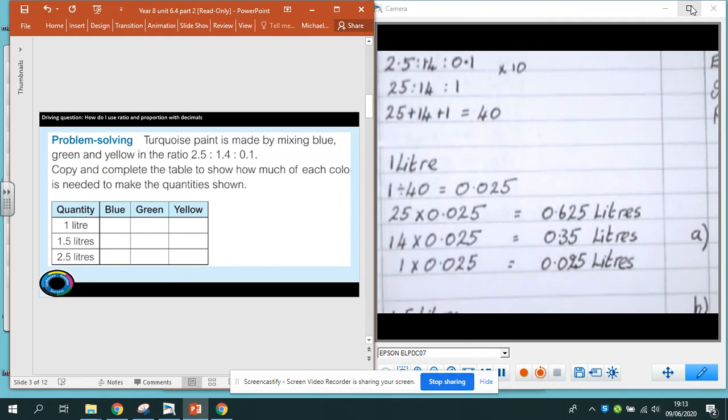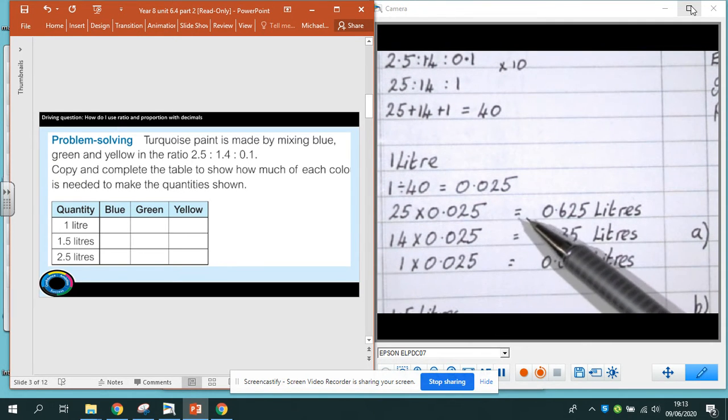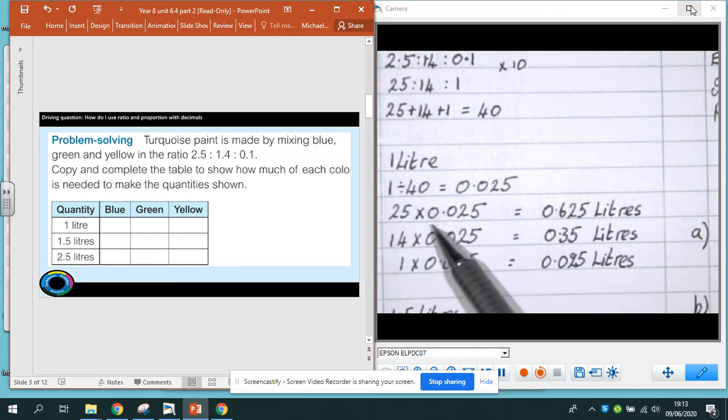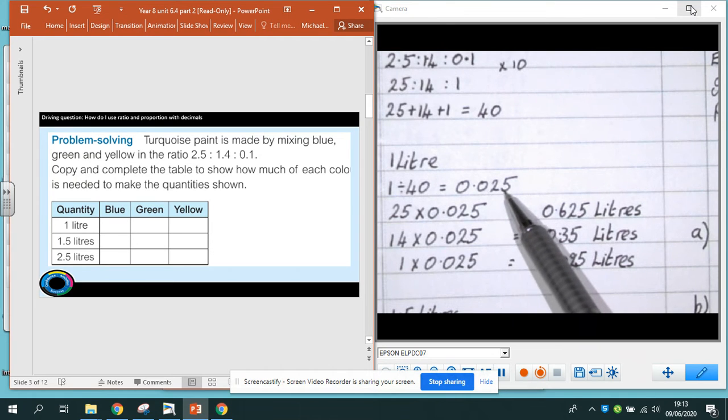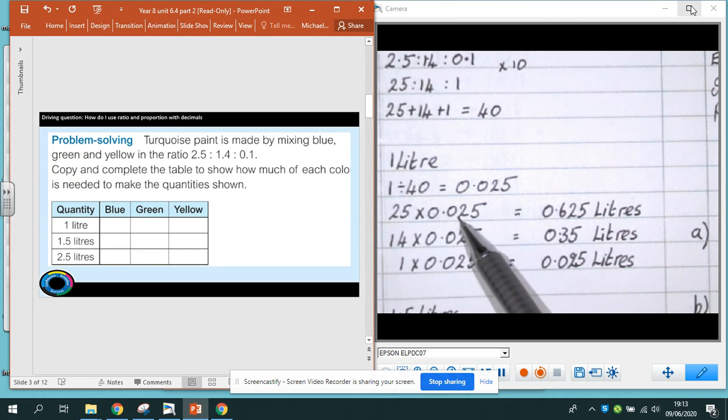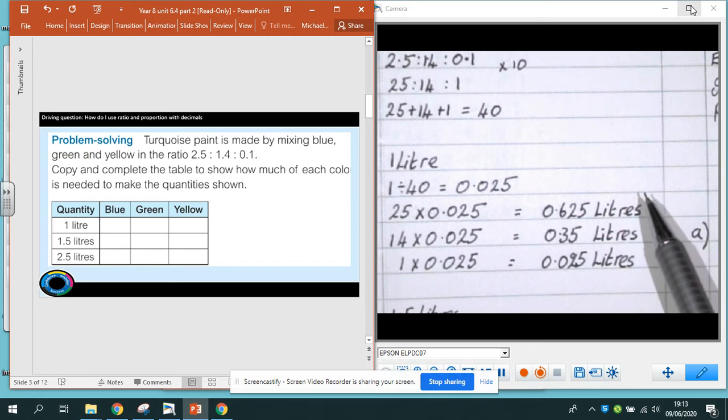So when I did the 1 litre, obviously I did 1 divided by 40. If you divide 1 by 40, you get 0.025. 25 times 0.025 is 0.625. So 0.625 litres of blue paint. 14 times 0.025 is 0.35. 0.35 litres of green paint. And finally, 1 times 0.025 is 0.025 litres of yellow paint.